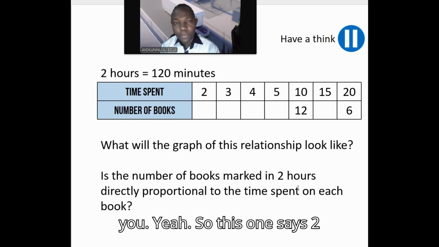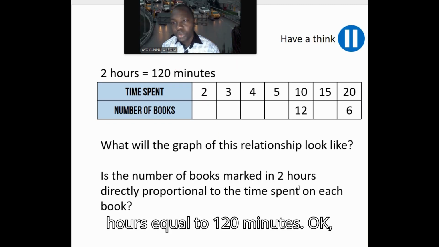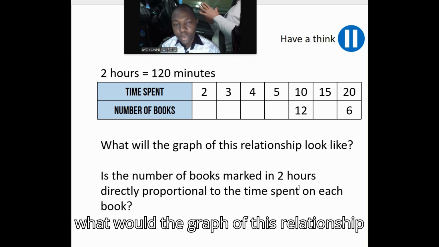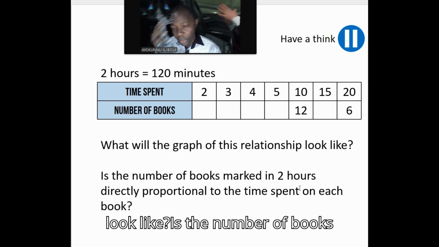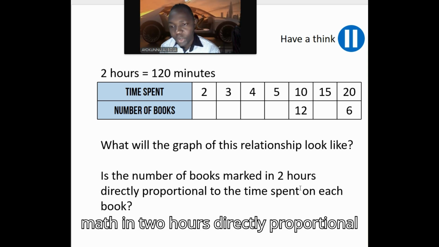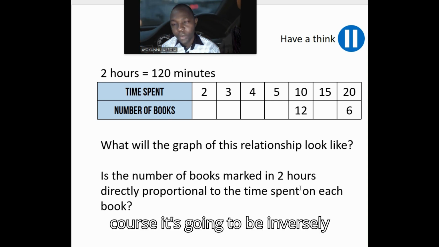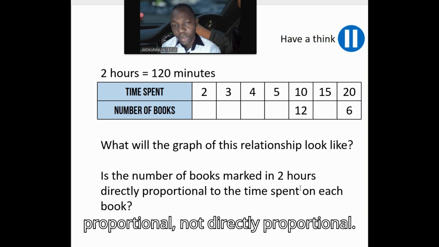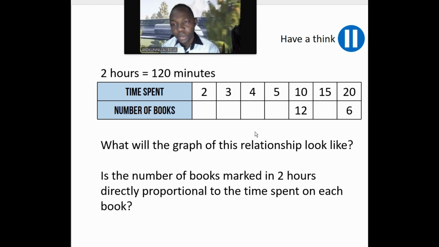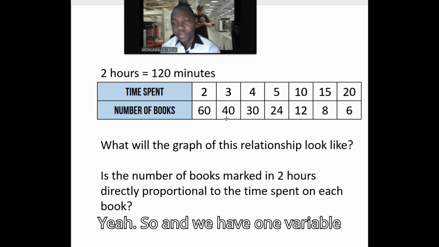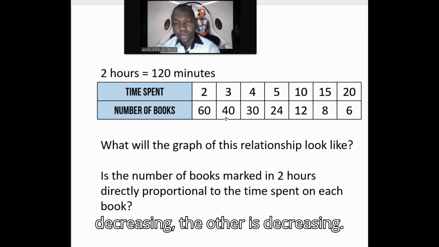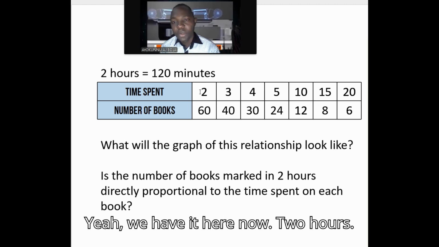So this one says 2 hours equal to 120 minutes. What would the graph of this relationship look like? Is the number of books marked in 2 hours directly proportional to the time spent on each book? Of course, it's going to be inversely proportional, not directly proportional. As one variable is increasing, the other is decreasing.